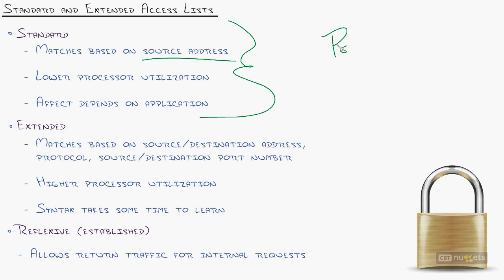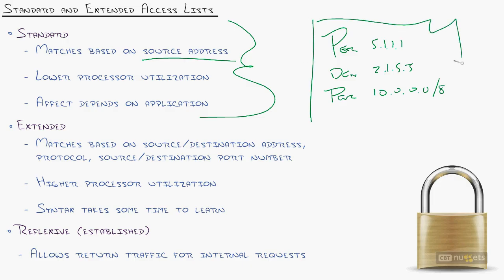So I can say permit 5.1.1.1, deny 2.1.5.3. Let me also add one more in there just to make sure you catch it: permit 10.0.0.0/8. You can do subnets, you can do individual IP addresses. There are all kinds of different ways that you can do that. Now, the question I would have if I saw this list of statements that somebody created is, permitted to do what? Or denied from doing what? What does this mean? Well, it gains its meaning based on where you apply it.